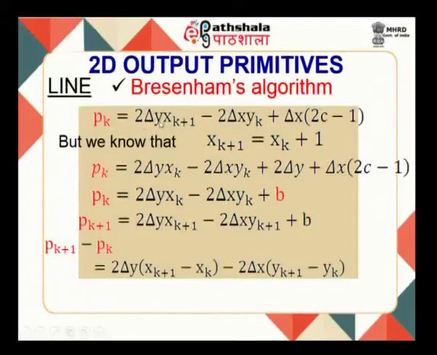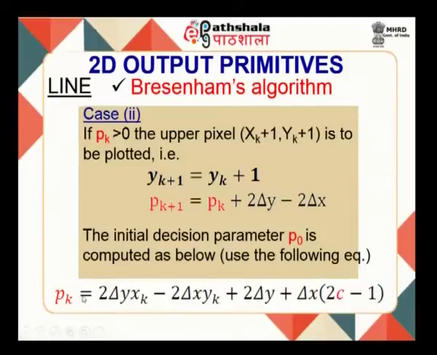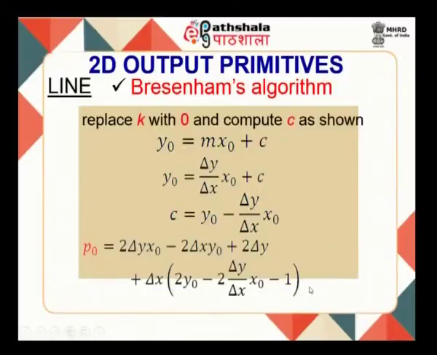So, how do we go with p naught? How do we calculate p naught? In the equation p_k is equal to 2 del y x_{k+1} minus 2 del x y_{k+1}, or you can take this equation, 2 del y x_k minus 2 del x into y_k plus 2 del y plus del x into (2c minus 1), replace the subscript k with 0. So, that is how we replace the subscript with 0. So, p_0 is equal to 2 del y x_0 minus 2 del x y_0 plus 2 del y plus del x into (2c minus 1). So, that is what is mentioned here in this slide: replace k with 0 and compute c as shown.